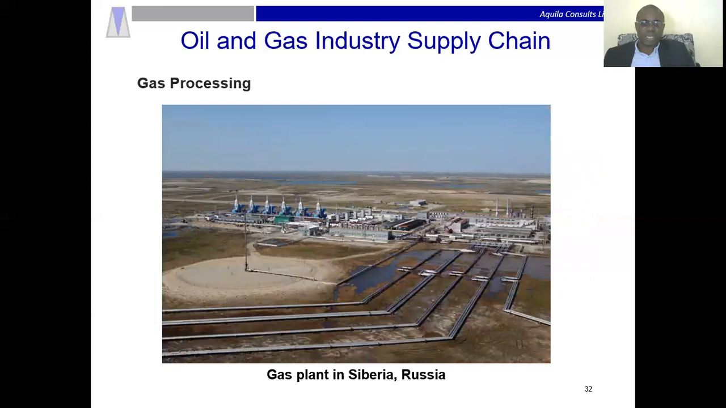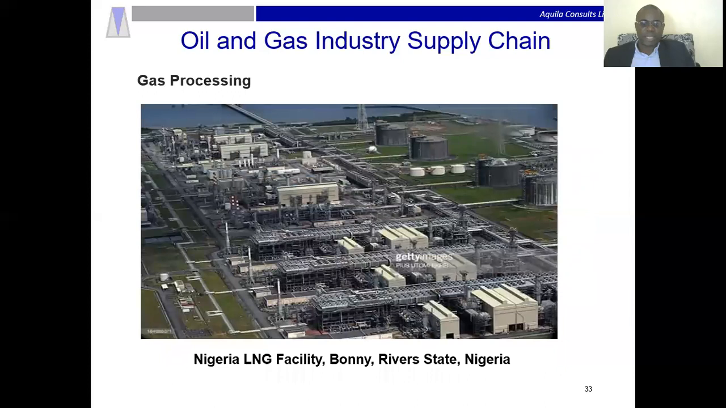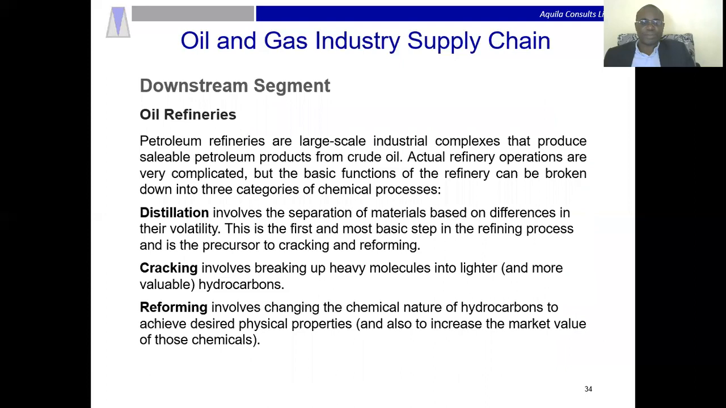So this is an example of a gas plant. So you could see the pipe network likely coming from the production wells to the gas processing facility. And this is an example of an LNG facility. This is located at Bonny in Rivers State, Nigeria.